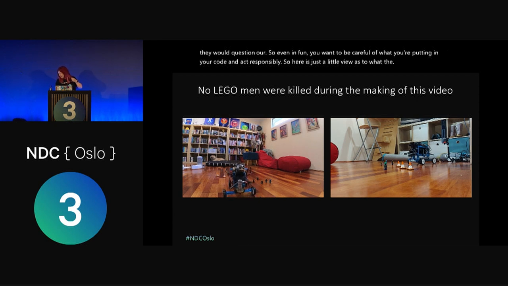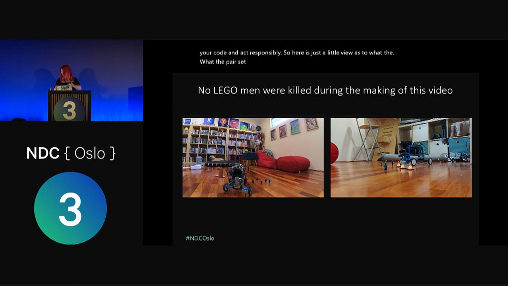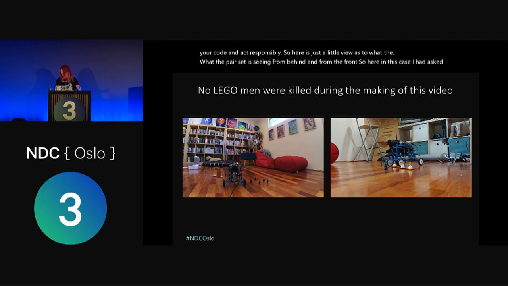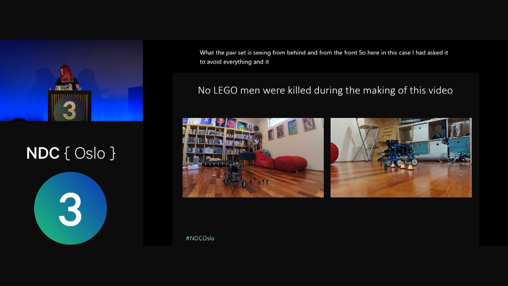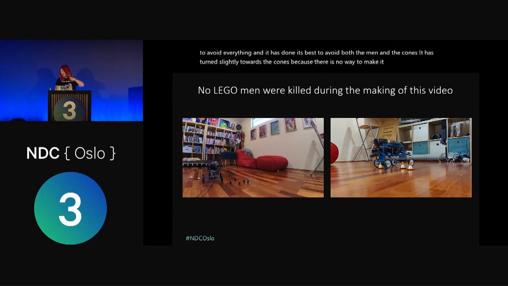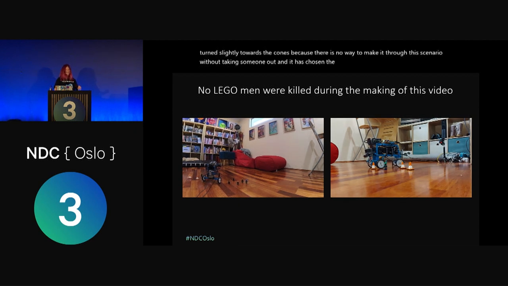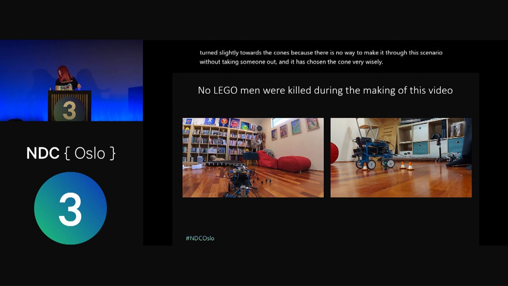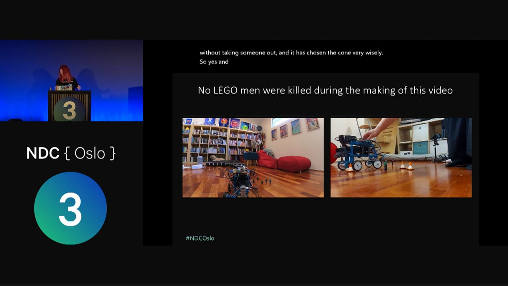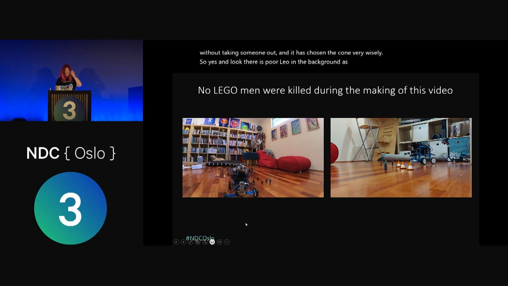So here is just a little view as to what the Percept is seeing from behind and from the front. Here in this case, I had asked it to avoid everything, and it has done its best to avoid both the men and the cones. It has turned slightly towards the cones because there was no way to make it through this scenario without taking someone out, and it has chosen the cone very wisely. So yes, and look, there is poor Leo in the background as well, wondering how safe he is in this scenario.